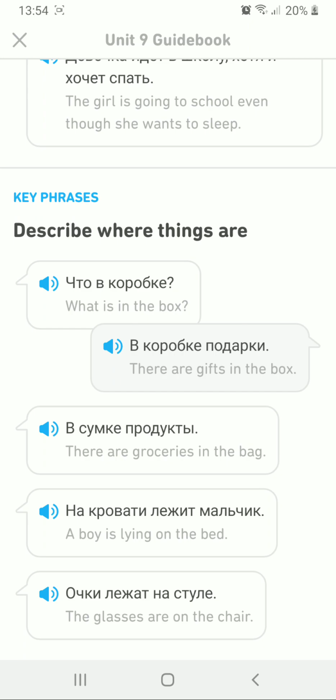Okay, so now let's listen to this one. На кровати лежит мальчик. So на кровати, on the bed, lies the boy. But it can also be translated like this: a boy is lying on the bed. It depends. I think you can say there's a boy lying on the bed, or the boy is lying on the bed.